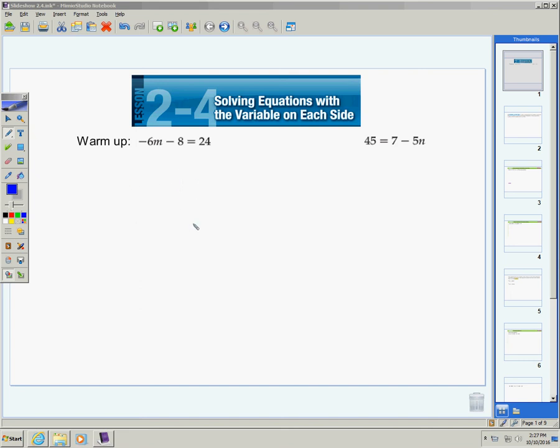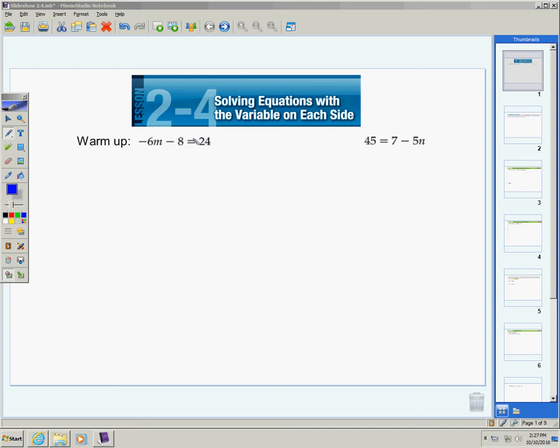This lesson we're going to be solving equations with a variable on each side. Don't worry about these, they're not that much harder than what we did yesterday. It's just one more step. We've just been adding one more step every single lesson. Okay, we're just going to add one more today.